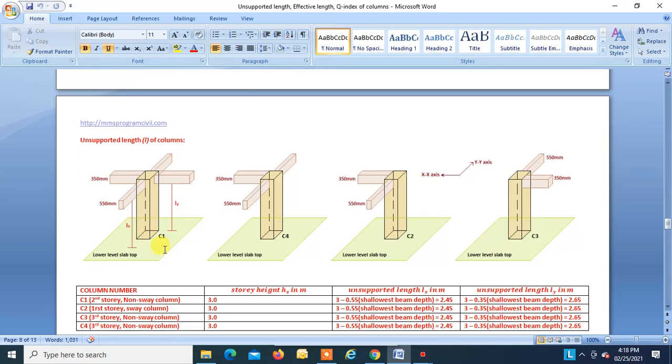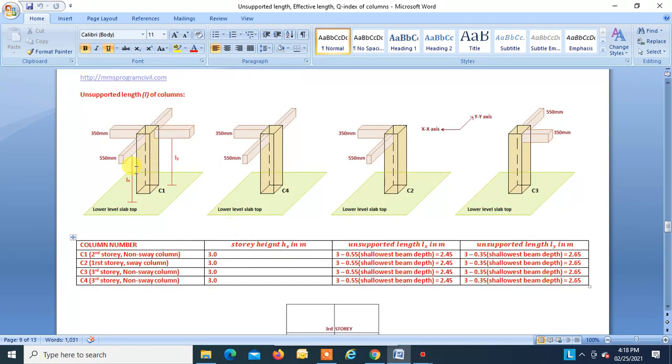that is Lx and Ly, for C1, C4, C2, C3, right? So for C1 over here, this is our y axis, this is our x axis. In y direction we have a beam of depth 550 mm on this side, 550 mm on this side. Both the beams are of the same size, so the shallowest depth in this case will be 550 mm. So Lx will be equal to the height HS, 3 meters, minus 0.55, that is equal to 2.45. As in case of C1, C4, C2 and C3, in y direction the beam dimensions are the same, so the Lx, unsupported length, for all the 4 columns will remain the same.